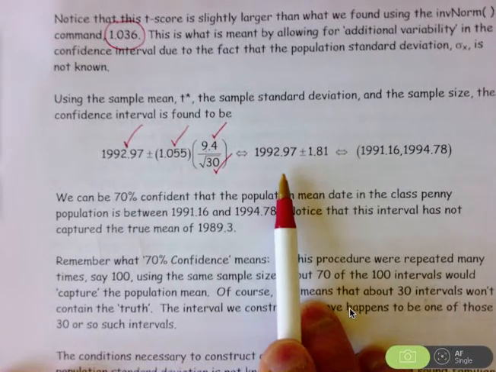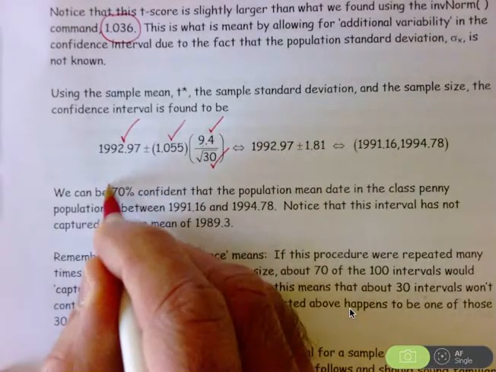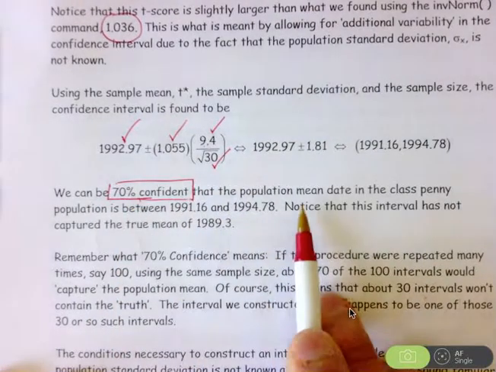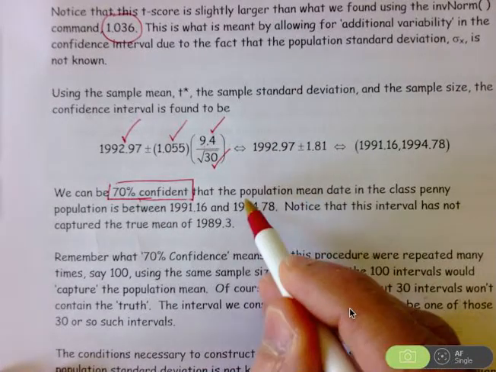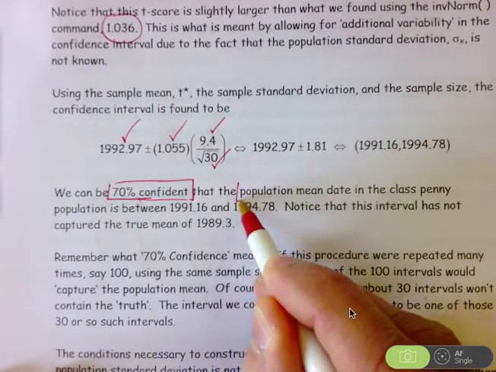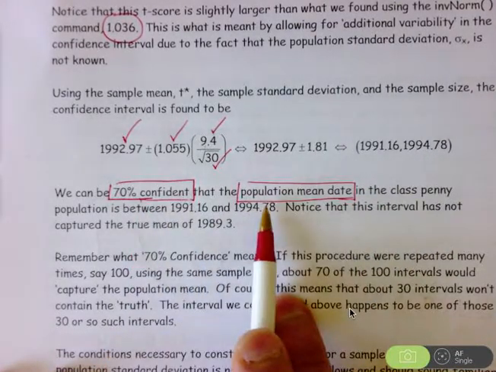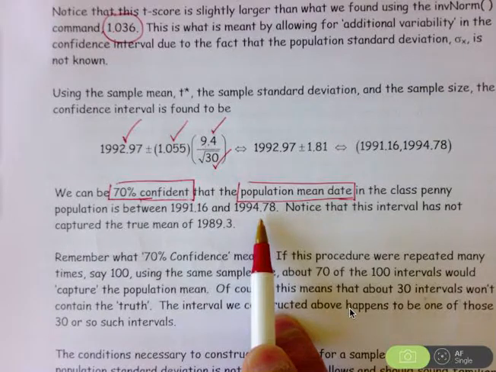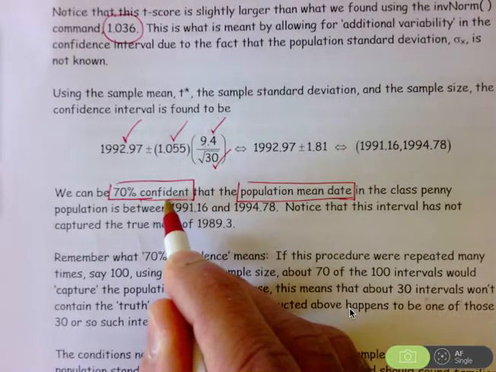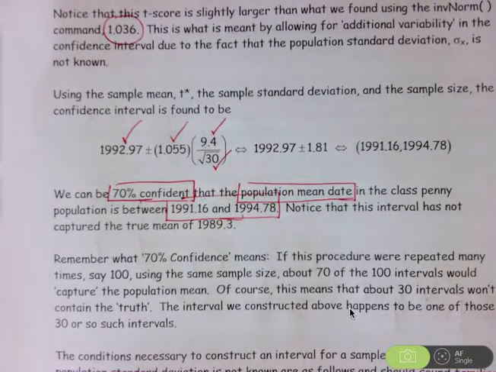You should include three things when you write about a confidence interval. We can be 70% confident, so you always describe your level of confidence, that the population mean date in the class penny population, so in context, it's important that you write about what population mean you are trying to capture. We can be 70% confident that the population mean date in the class penny population is between these two boundaries. You should always state your boundaries, 1991.16 and 1994.78. So those are the three things important to include when you write about a confidence interval.